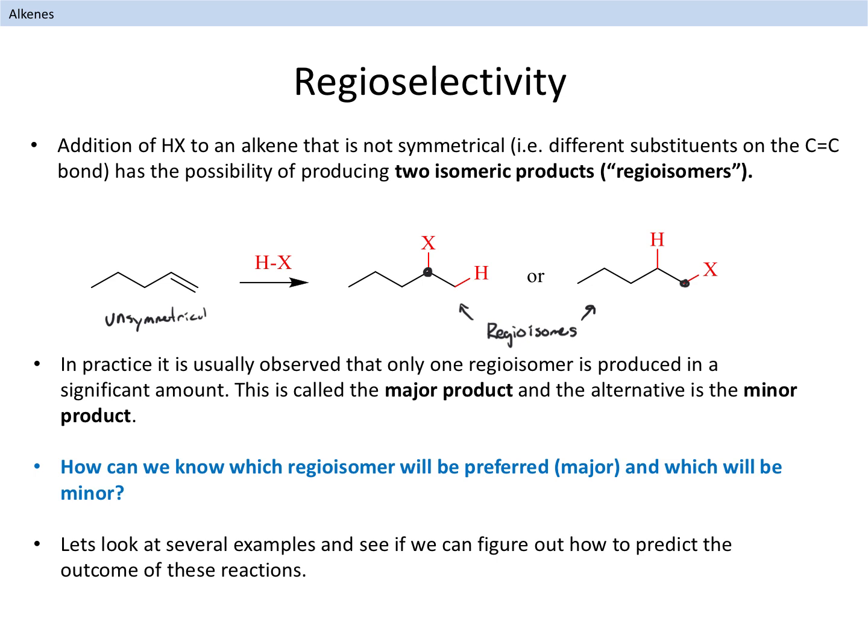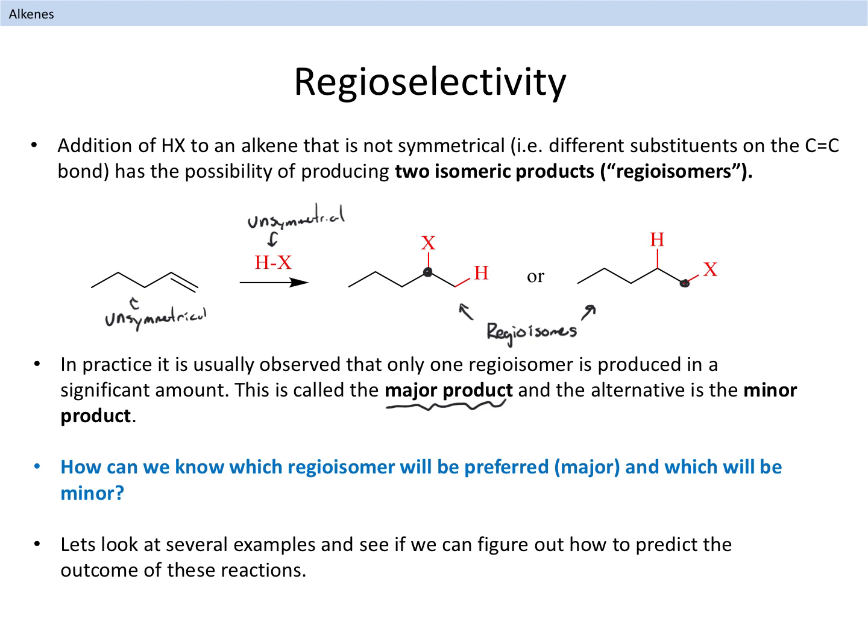Addition of HX, an unsymmetrical reagent, to an alkene that is also not symmetrical, i.e., there are different substituents on the C-C double bond, leads to the possibility of producing 2 isomeric products. These products are regioisomers of each other. In practice, it is usually observed that only one of these regioisomers is produced in a significant amount. This is called the major product, and the alternative is the minor product. This observed preference for the formation of one regioisomer over another is referred to as regioselectivity.